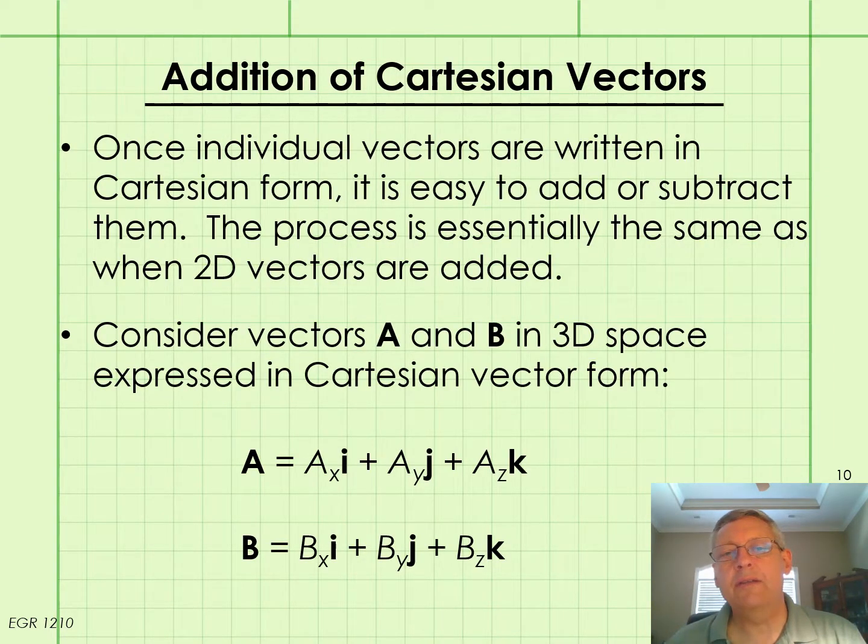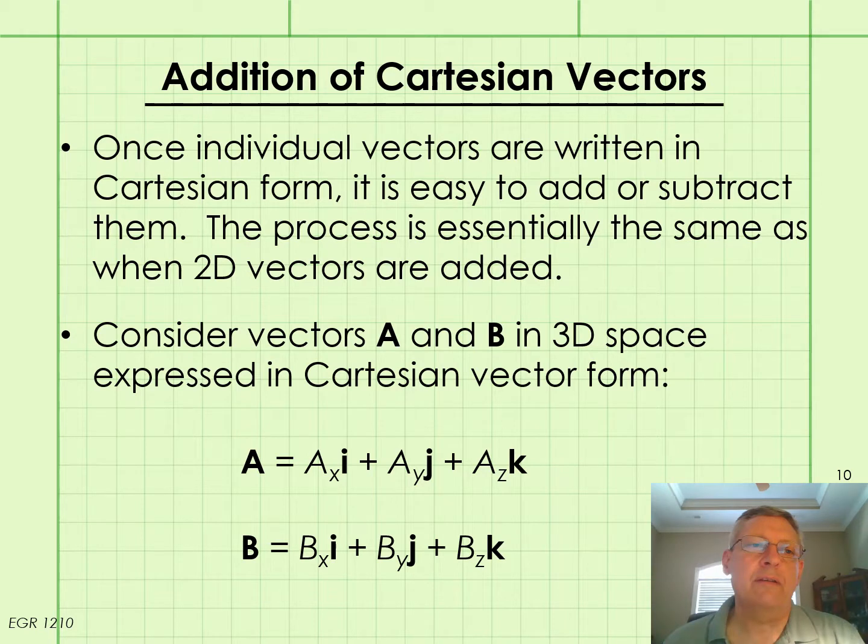Let's look now at the addition of Cartesian vectors. We just discussed one method for expressing an individual vector in 3D space in terms of its Cartesian components, or expressing it in Cartesian form. There are other ways. We're going to look at another popular method a couple slides ahead. But for now, let's assume that we have our individual vectors written in Cartesian form, and we want to add them together to find the resultant of those vectors.